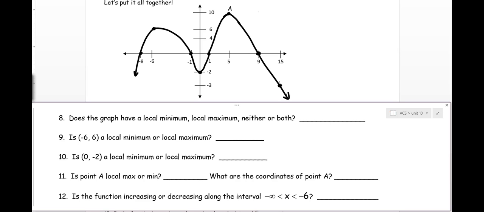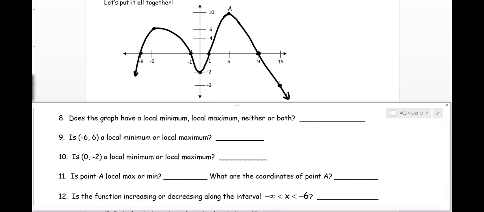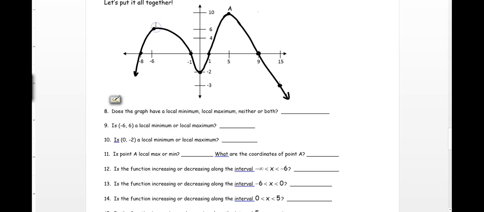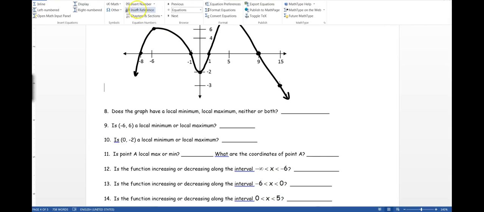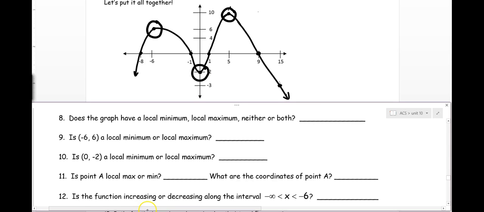So now we're going to put all those ideas together to look at a graph. Does the graph have a maximum, a minimum, both, or neither? So when I look at my graph, I notice that I have 2 higher points here and here, which are maximums, and I have 1 lower point here, which is a minimum, which in this case means that I would have both.